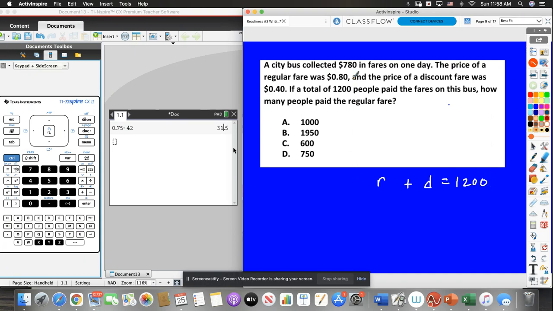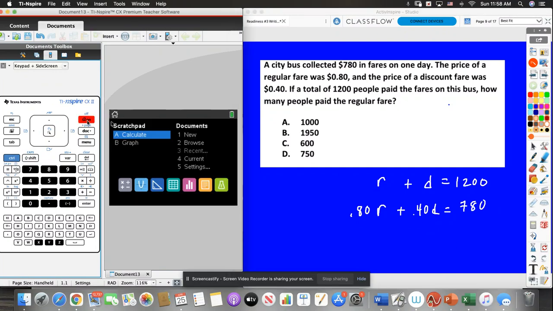Then the next one is money. So a regular fare is 80 cents. A discounted fare is 40 cents. And the total number made that day is 780. So this time we had to set up the system and we're going to have to solve it.